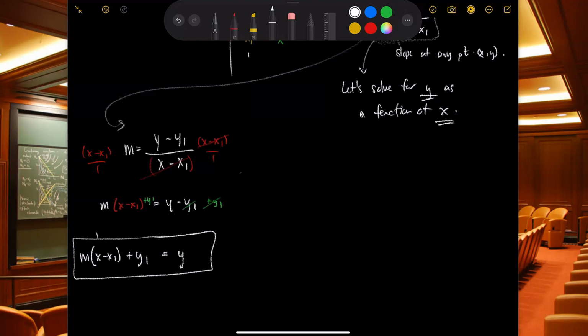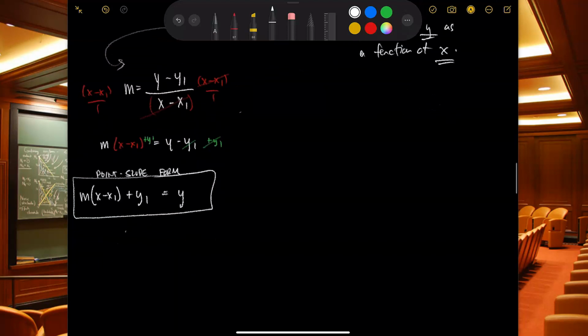And this is what we call point-slope form. Another way to write this is to keep the y values on one side. I often write it like this. These are equivalent. But this is what the book uses, pretty sure.